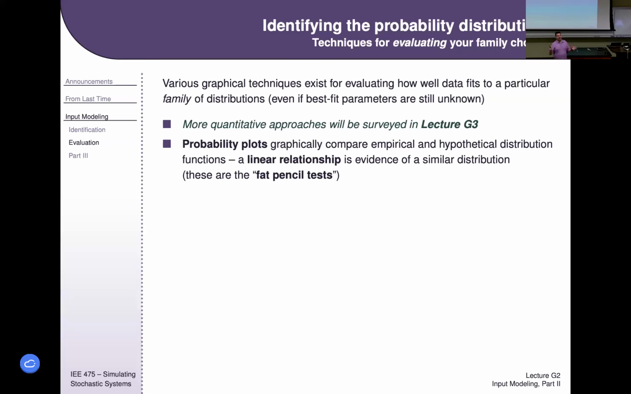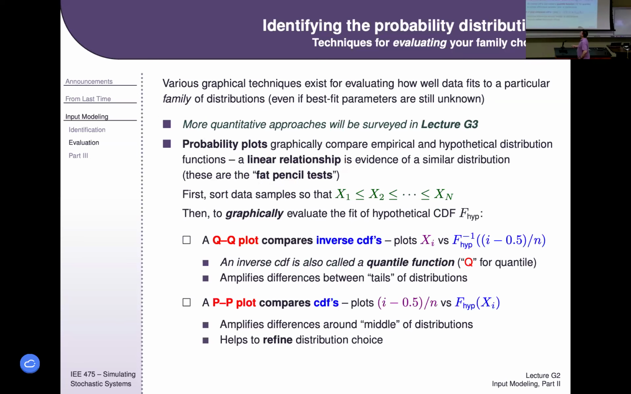Okay, so we have a couple of families to look at. We don't want to bother with fitting every family numerically, figuring out its parameters. So how do we say this family is likely better than this family without actually figuring out the best parameters for each? We're going to use these things called probability plots, which, if you've seen them in other classes, maybe you've heard people refer to as fat pencil tests. This is the same sort of concept here.